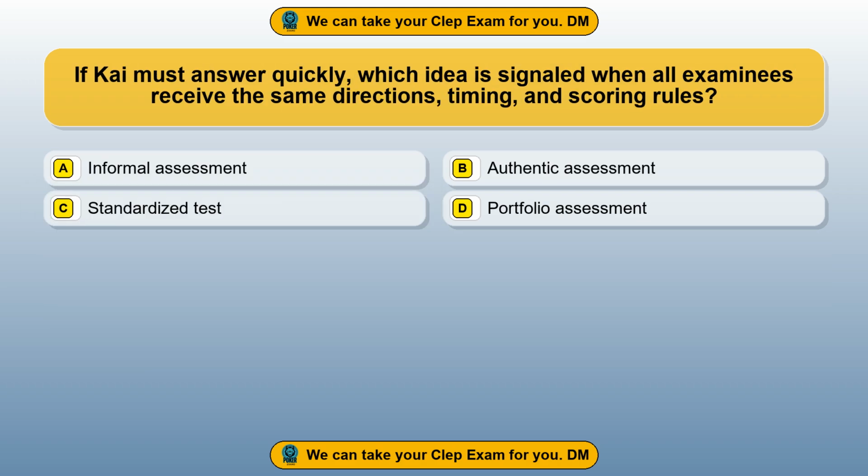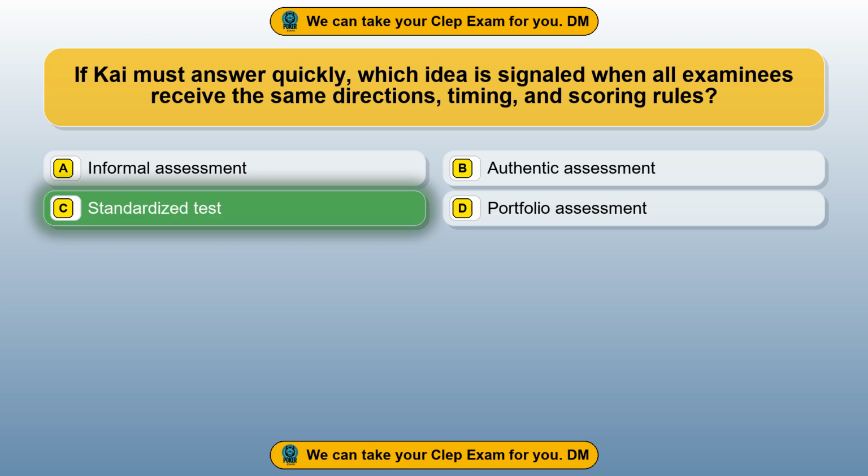Question 58. If CLEP must answer quickly, which idea is signaled when all examinees receive the same directions, timing, and scoring rules? Option A, informal assessment. Option B, authentic assessment. Option C, standardized test. Option D, portfolio assessment. The correct answer is option C, standardized test.